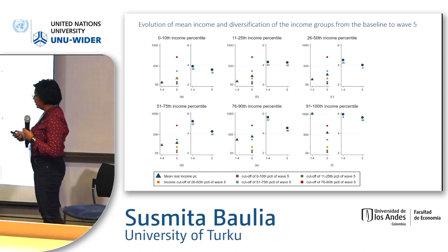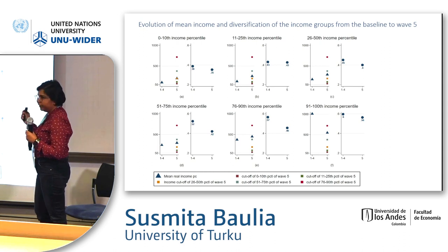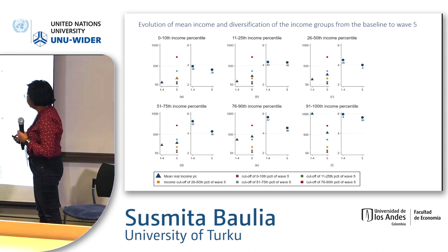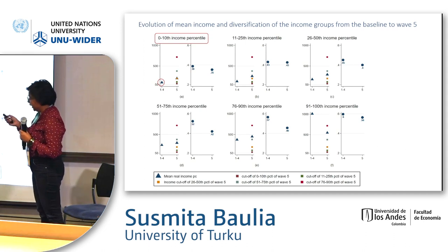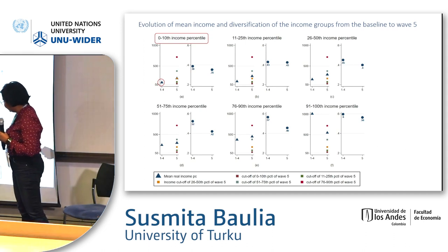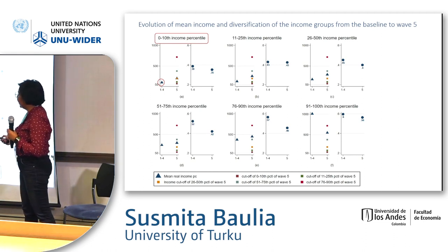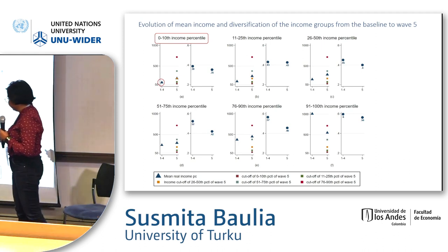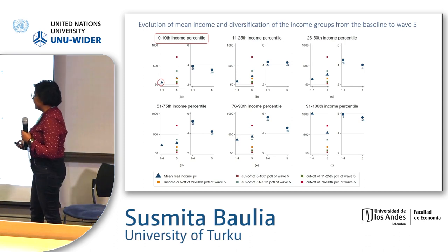And we would like to see what their mean income per capita is in wave five, and we also look at their corresponding diversification figures. So let's consider the bottommost income percentile of the baseline wave. Their real income per capita is somewhere here, and then we try to see where the mean income is according to wave five's distribution. These squares are basically the upper cutoffs of the different income brackets of wave five.